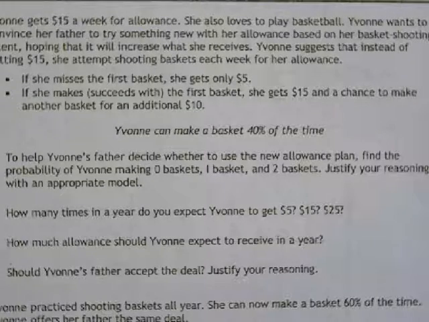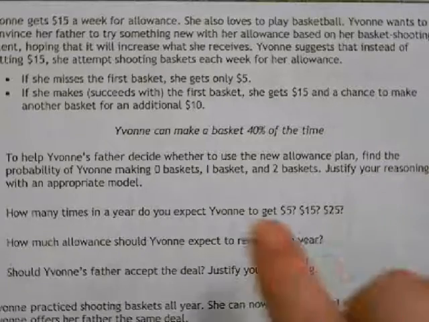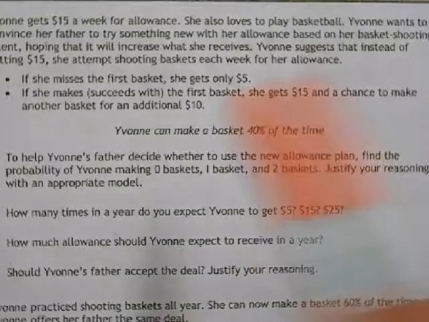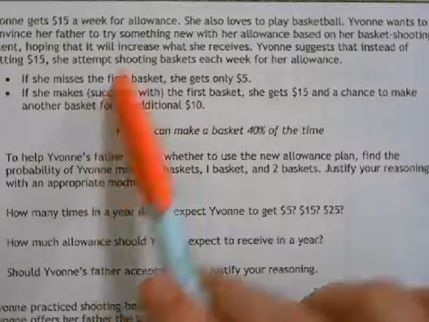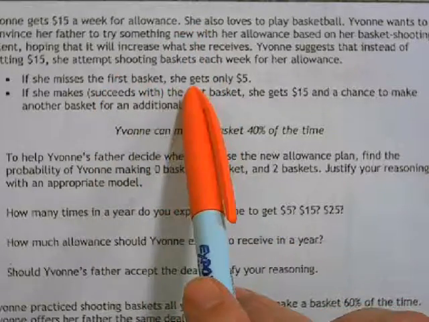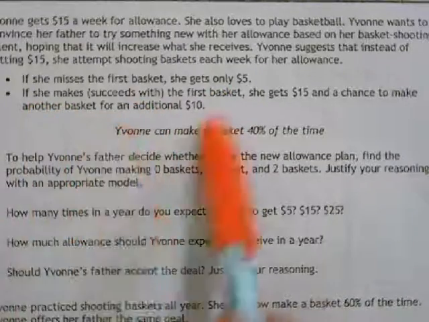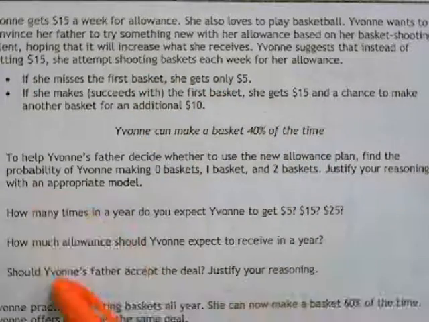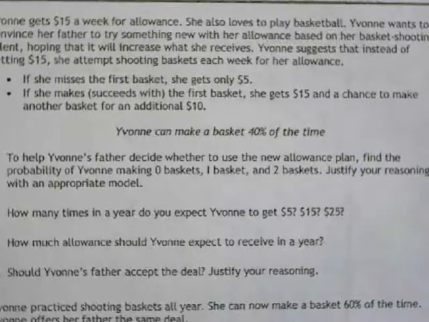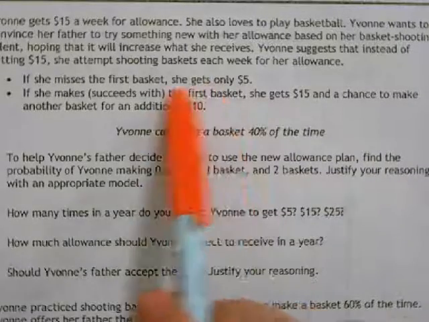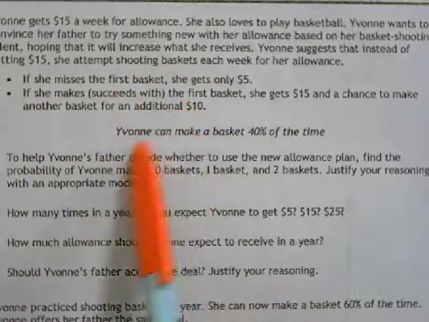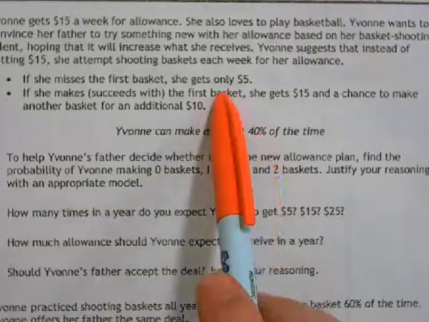Okay, so today let's take a look at finding the expected value of a game. Now, in this situation with the allowance and shooting the free throws for the allowance money, we're just going to find the expected value of the game. We're not really going to answer all the questions on the worksheet. But what we do need to know is what are the outcomes and what are the probabilities of those outcomes.